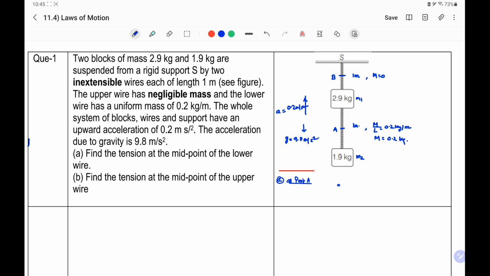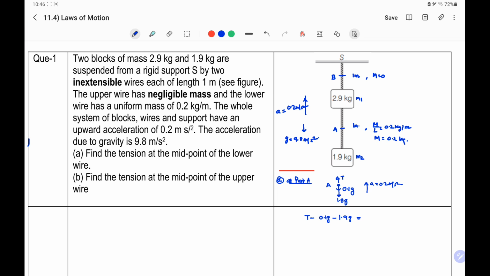we make a free body diagram. This is the point A on which the weight of the body is acting, which is 1.9 g, and the weight of the half wire from A to the lower end, which will be 0.1 g, and tension at point A will be upward, and the net system is moving with an acceleration of 0.2 meter per second square. So now we have to write the equation of motion. It is tension T in the upward direction minus the downward forces, which is 0.1 g plus 1.9 g.